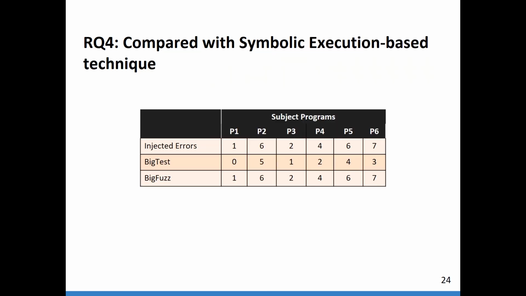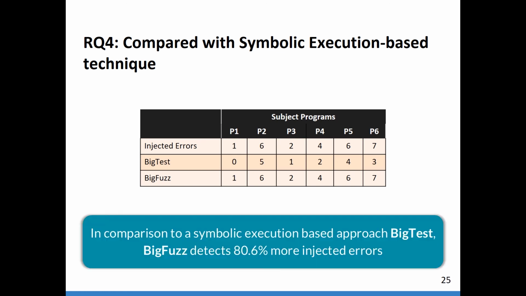We then evaluate how much improvement in applicability and error detection we can achieve compared to an alternative symbolic execution-based technique, BigTest. So BigTest is only applicable to 6 of our 12 subjects. For these 6 subjects, BigFuzz detects 80% more injected errors on average.